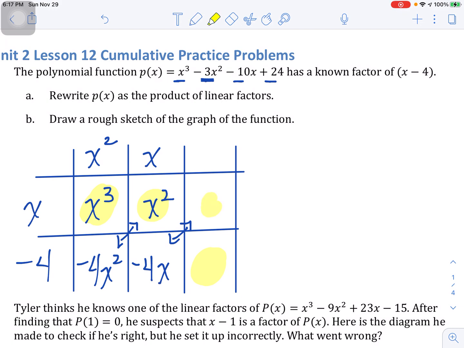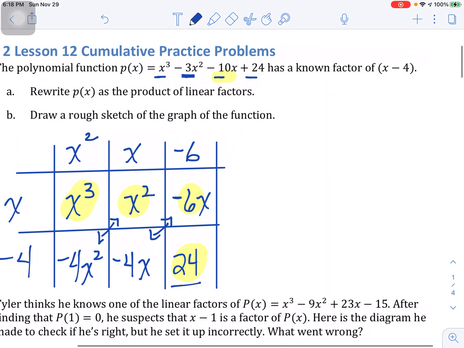Then in the next box up here, we need to pair that with the negative 4x and end up with that negative 10x. So that means this has to be a negative 6x, which makes this a negative 6, and then this becomes a positive 24 down here, which is that last term. So far we've got a linear and a quadratic now. We've factored down to this term here, that polynomial. So far we have p of x is equal to x minus 4.